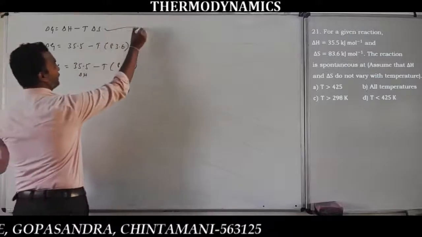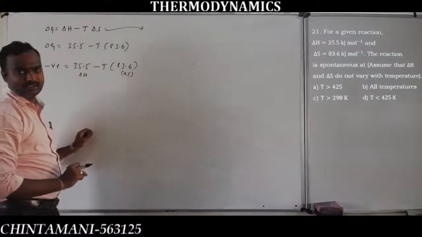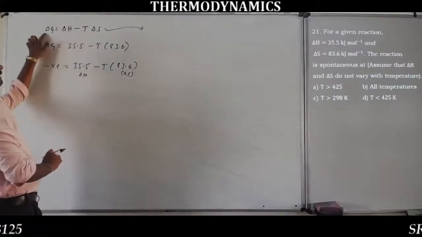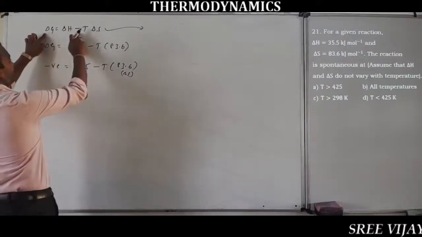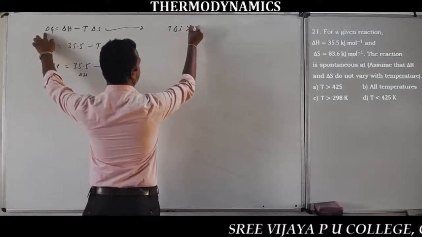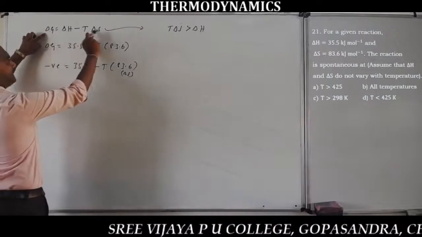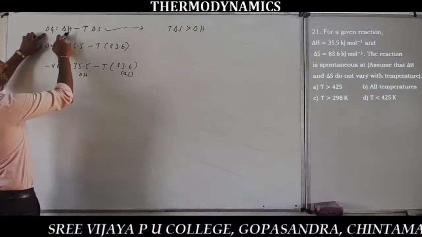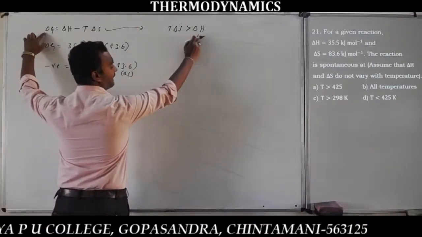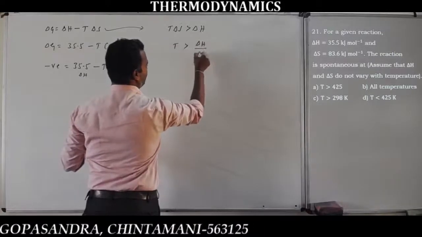So in this equation, for delta G to be negative, T delta S should be larger. When the T delta S value becomes larger than this, since it carries a negative sign, delta G becomes negative. So T delta S is greater than delta H. So we have to calculate the temperature: T is greater than delta H divided by delta S.